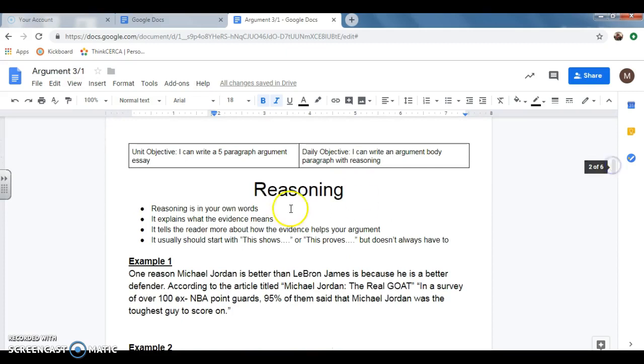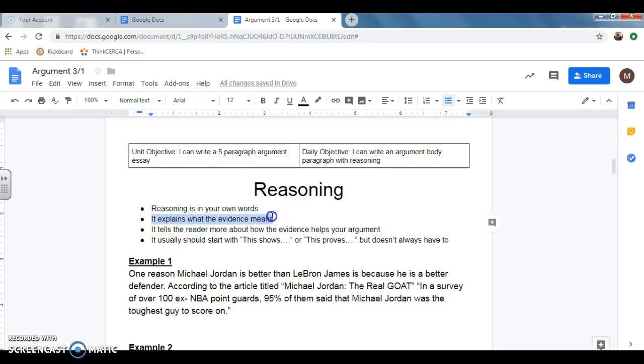Fill in the blanks here. Reasoning is in your own words. It's not from the text. That's the textual evidence. So it's always in your own words, and you should be creative. You should think, I'm trying to convince someone of something. What should I be saying? What can I say to really get this person to understand my point of view and agree with my point of view? That's the point of argument writing.